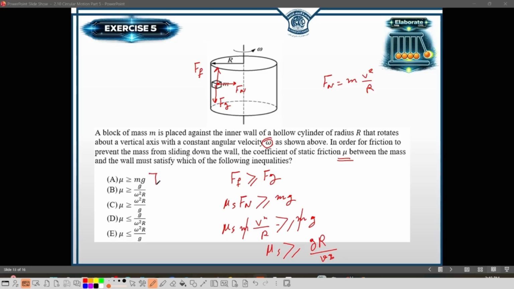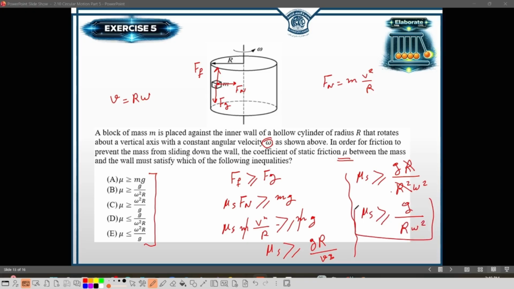However, none of these equations are written in terms of v. As you can see here, all the answers, most of them at least, contain omega. So we know that v can be expressed easily in terms of omega. Substitute here, and mu s is greater than or equal to g r over v squared, so r squared omega squared. Now r with r cancels out, but we still have one r surviving after this process. So g over r omega squared is the correct answer, and it can be found in D. So D is the correct one.